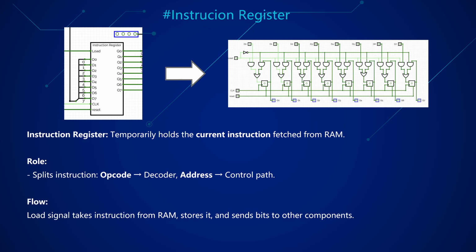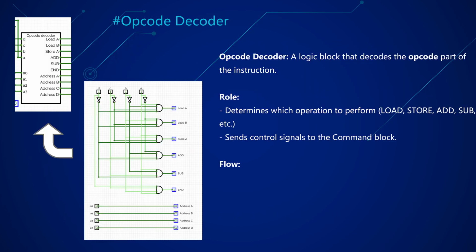Next is the instruction register. The instruction register temporarily holds the current instruction fetched from the RAM. Its role is to split instructions into the opcode to decode and the address to control parts. The flow is to load the signal taken from the RAM, store it, and send bits to other components.